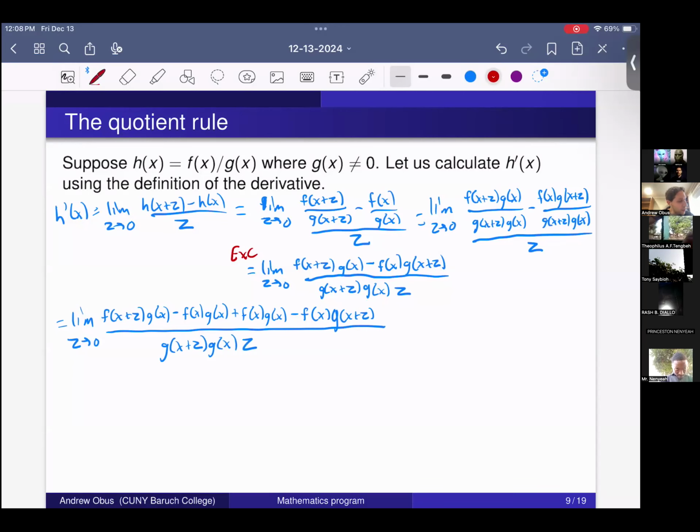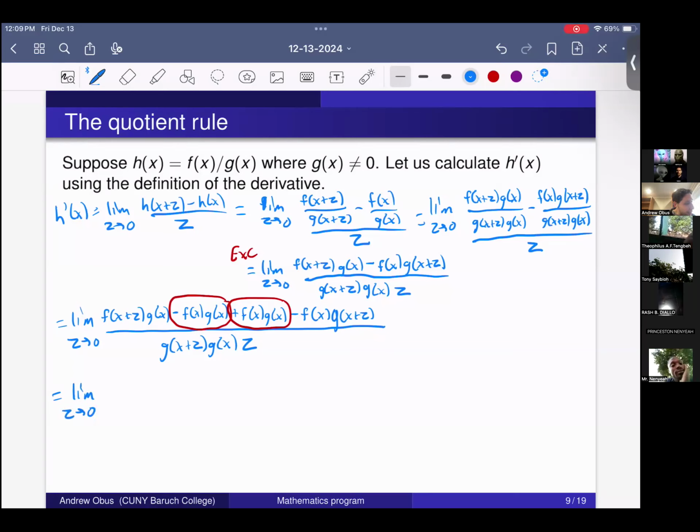And all that I did here from the previous step was I subtracted f of x times g of x, and then I added f of x times g of x. That's the only change. Otherwise, everything carries over from the previous step. Okay. And now the advantage of this is we can again rewrite this as a sum of two different limits, or actually as a difference of two different limits.